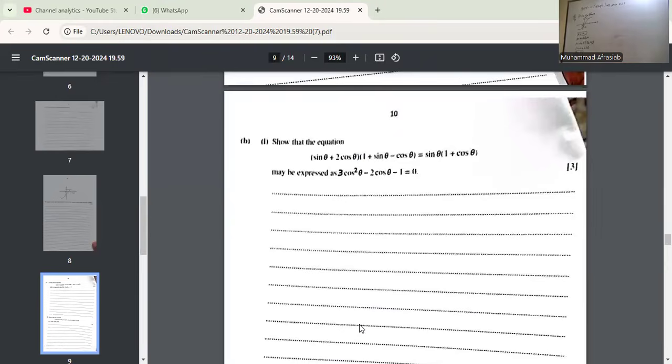B part. Show that the equation sine theta plus 2 cos theta into 1 plus sine theta minus cos theta is equal to sine theta into 1 plus cos theta can be expressed in the form of 3 cos square theta minus 2 cos theta minus 1. So our original question is B part.